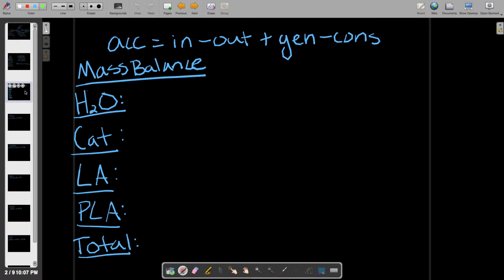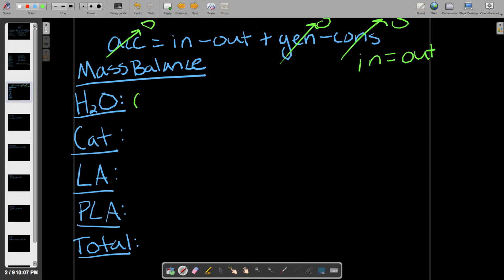So we're going to go ahead and start with our general accounting equation, which is up here. And that is accumulation is equal to in minus out plus generation minus consumption. But as we stated earlier, it's a steady state system, so accumulation is equal to 0. We also stated that there are no reactions, so generation and consumption are also equal to 0. And from this, we have a revised accounting equation of in is equal to out. So now we can go ahead and do our mass balances.